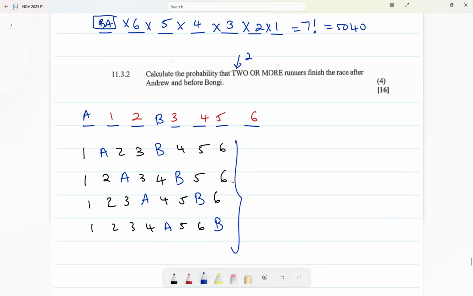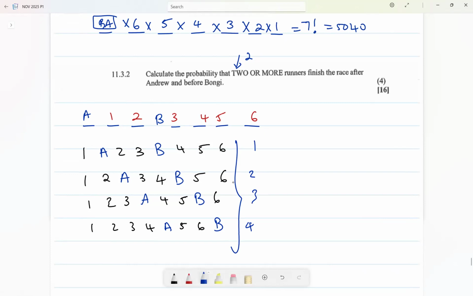So when we have 2 runners finishing, it's going to be this part again. It's going to be 1 times 2 times 3 times 4 times 5 times 6. Well, can you see how many ways we have? So we have 1, 2, 3, 4 ways.